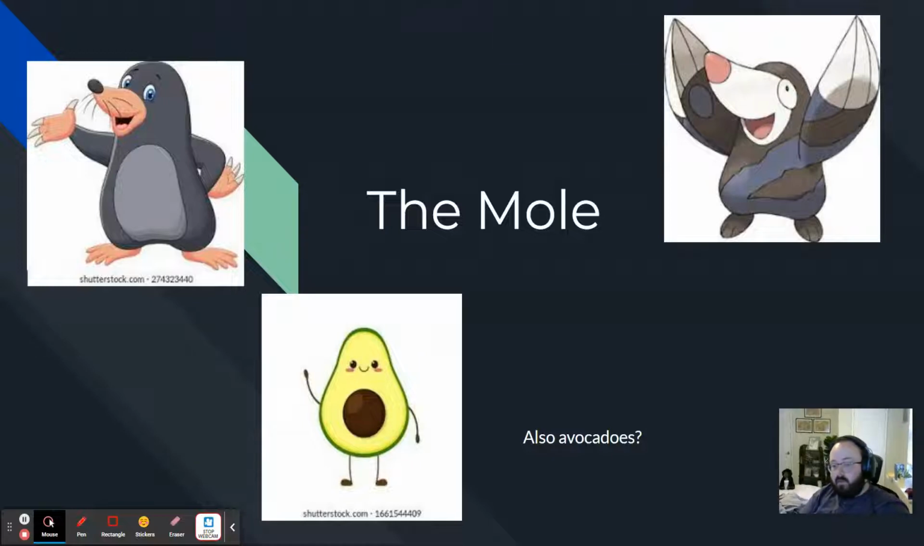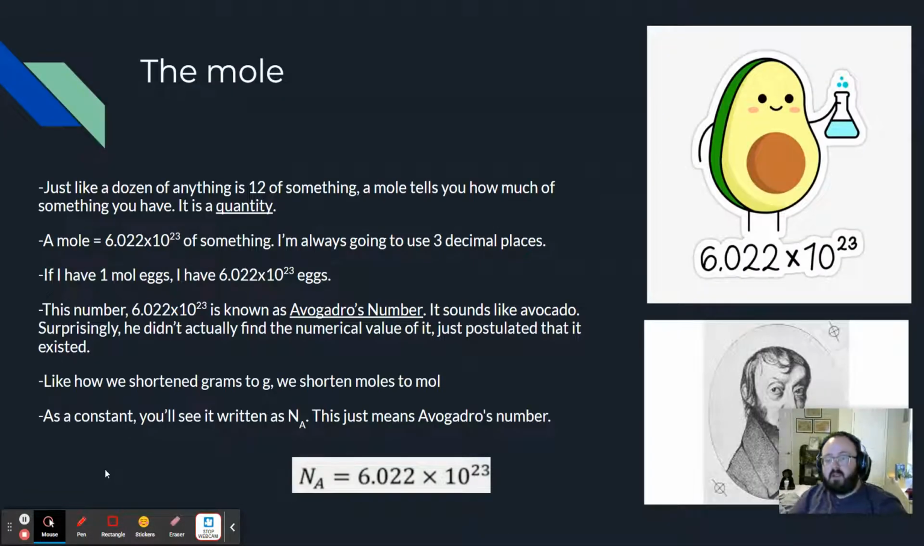So we are talking about the mole and what exactly a mole is. I do want to skip some of the introductory slides that I had in this. The mole is a quantity. It tells you how much of something you have. This could be talking about anything. You could have a mole of eggs, a mole of elephants. All that matters is it is a certain amount of something, just like you would say, I have a dozen eggs, and that means you have 12 eggs.